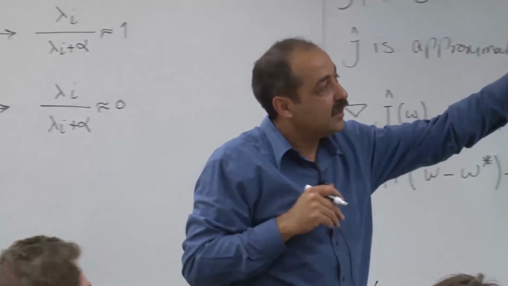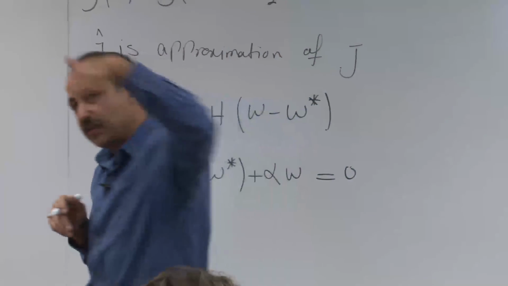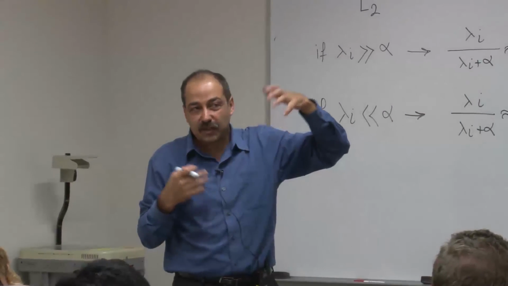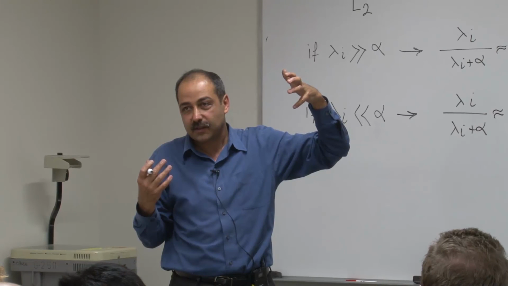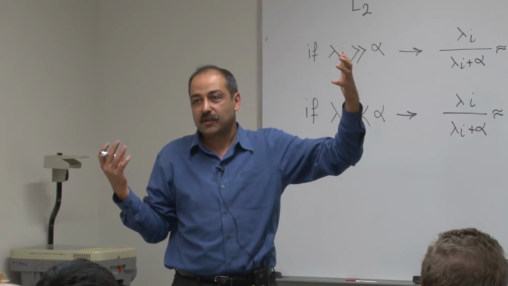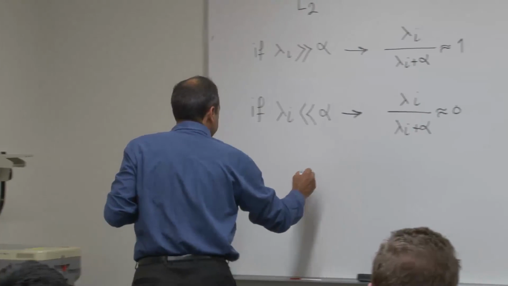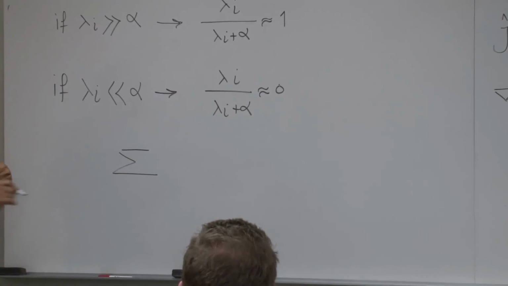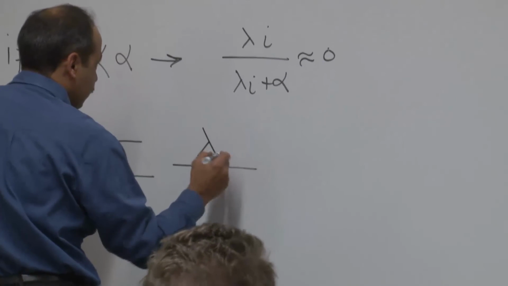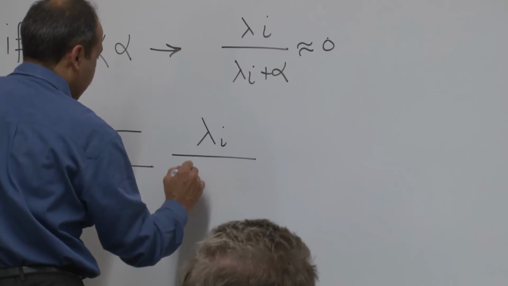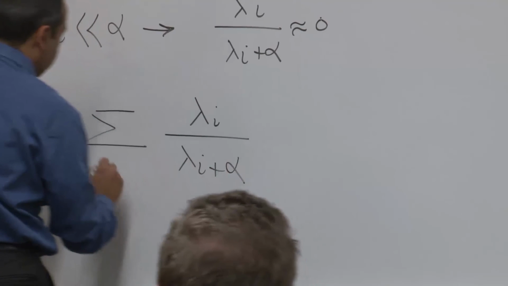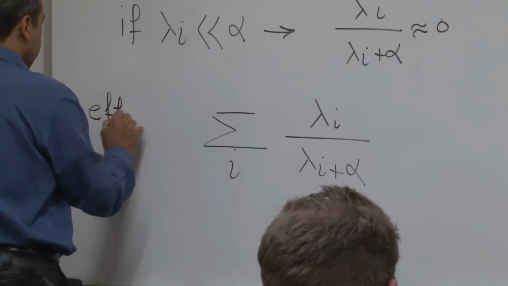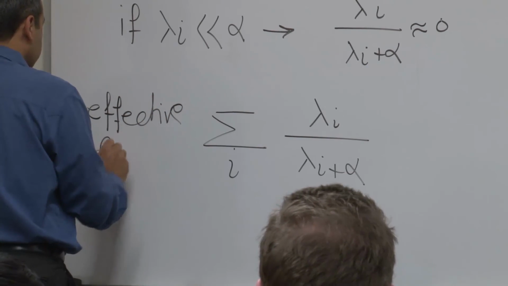So basically, weight decay keeps the directions that change the function significantly and shrinks directions that do not contribute significantly. Okay? Keep only some of the directions. So there is a concept called effective parameters. The effective parameters in a neural network with weight decay is the sum over all i of lambda_i divided by lambda_i plus alpha. So this is called effective parameters.